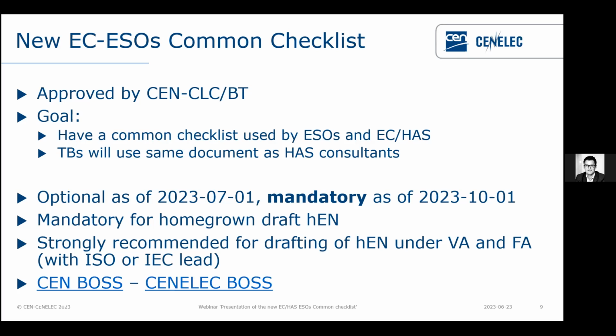For the technical bodies and technical committees to have a transition period between the checklist for harmonized standards and the new common checklist, the new common checklist is optional as of next week, July 1st, and mandatory as of October 1st. Like the previous checklist for harmonized standards, the new common checklist is mandatory for homegrown draft harmonized standards and still strongly recommended for draft harmonized standards under Frankfurt and Vienna agreements.